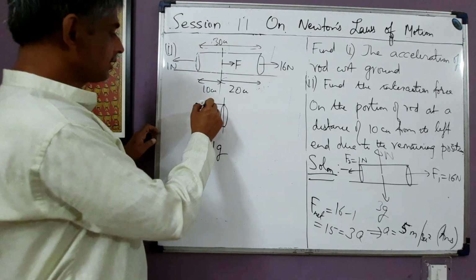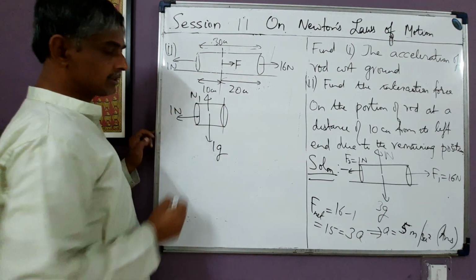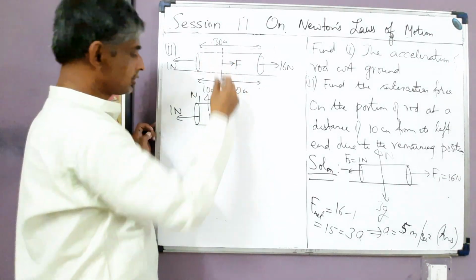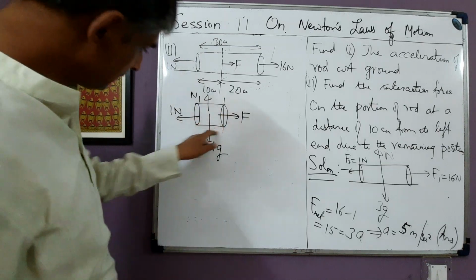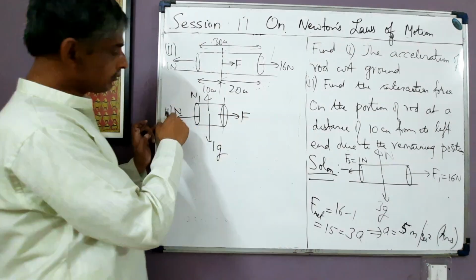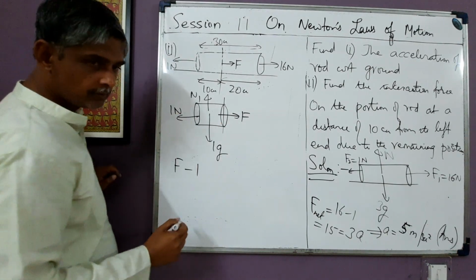Here I get a normal force N1. Here a 1 Newton leftward force is acting on it. And this portion of the rod exerts a force F on this portion of the rod, a rightward force F. Now apply Newton's second law to this segment of the rod in this direction. N1 and 1g have no component in that direction, only these two forces are there. So F' becomes F, F'' becomes 1.